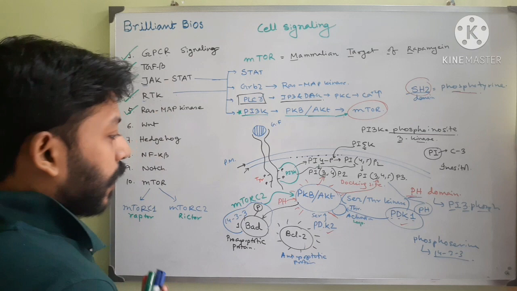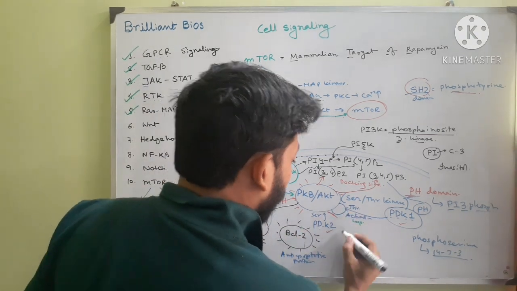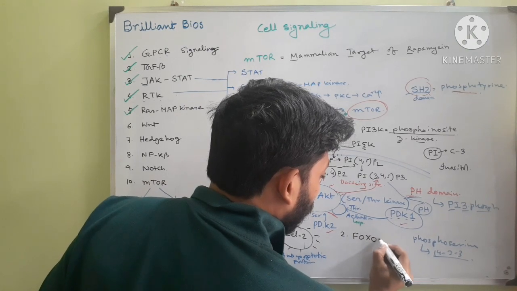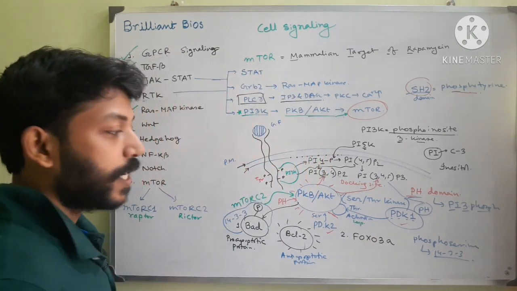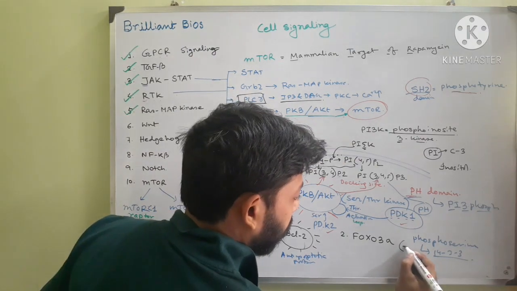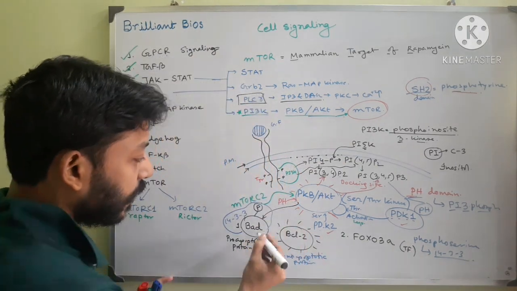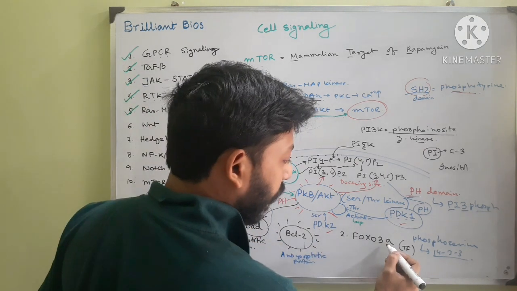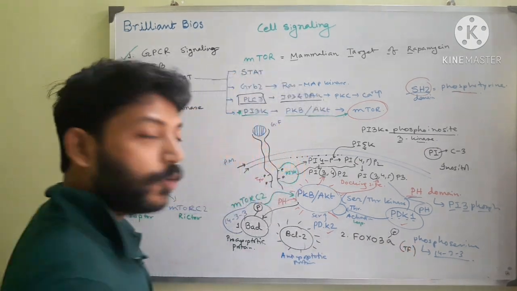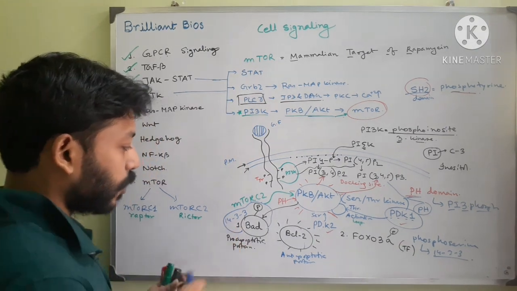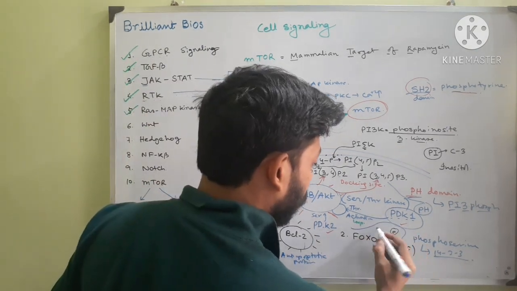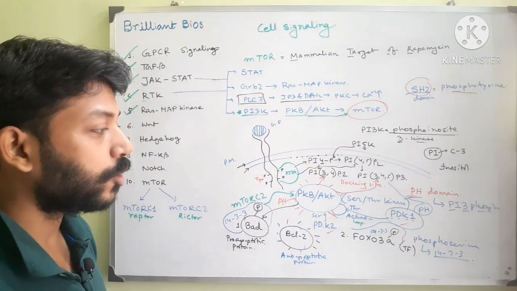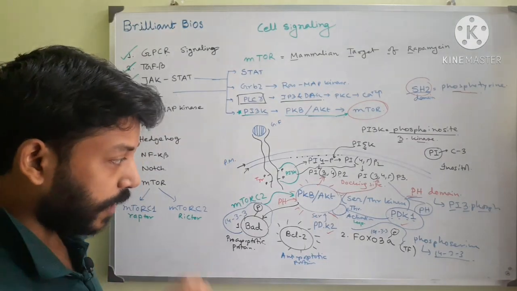Now, another way by which PKB works is the phosphorylation of FOXO3A, a forkhead transcription factor. You can see here BAD gets phosphorylated and inactivated. Here also a transcription factor gets phosphorylated and is also captured by the same protein, 14-3-3. So what is the role of FOXO3A? Why should it be inactivated by PKB?